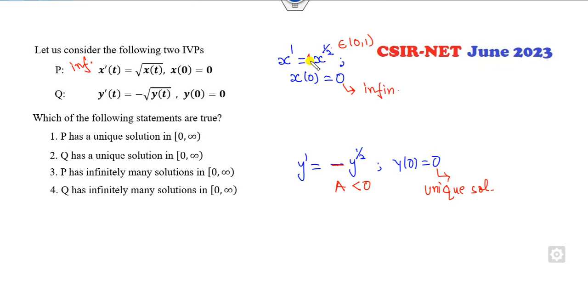If it is positive, then infinitely many. If it is negative, then a unique solution. So it has a unique solution. So P has a unique solution, cancel. Q has a unique solution, correct option. P has infinitely many solutions, correct. Q has infinitely many solutions, cancel. The right options are B and C.